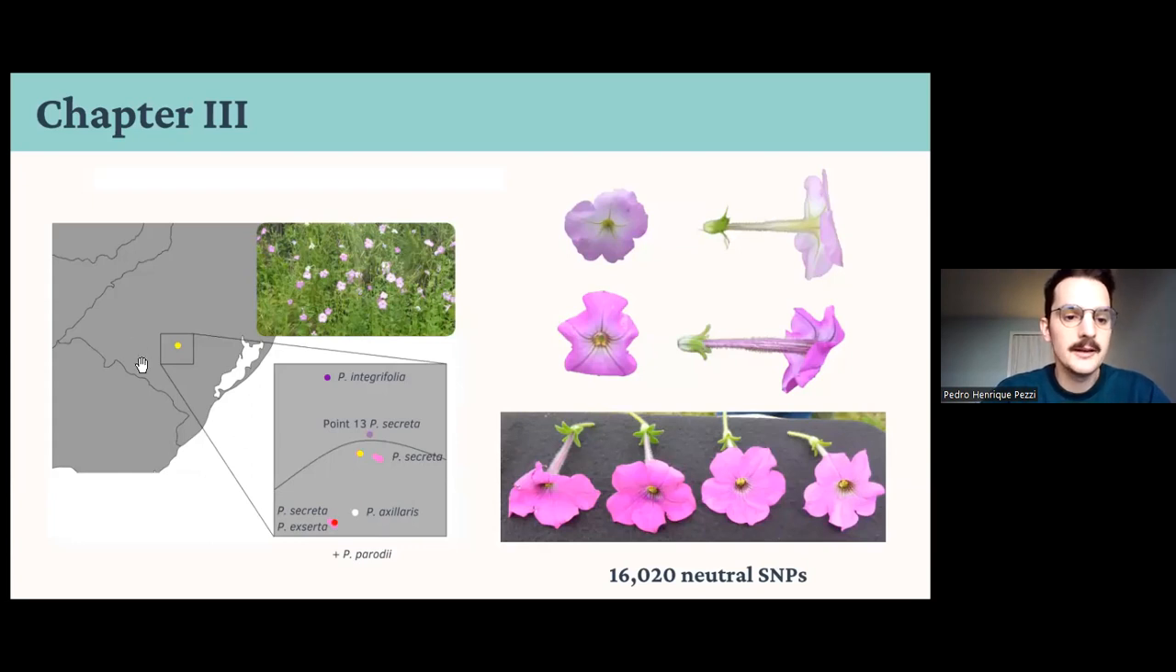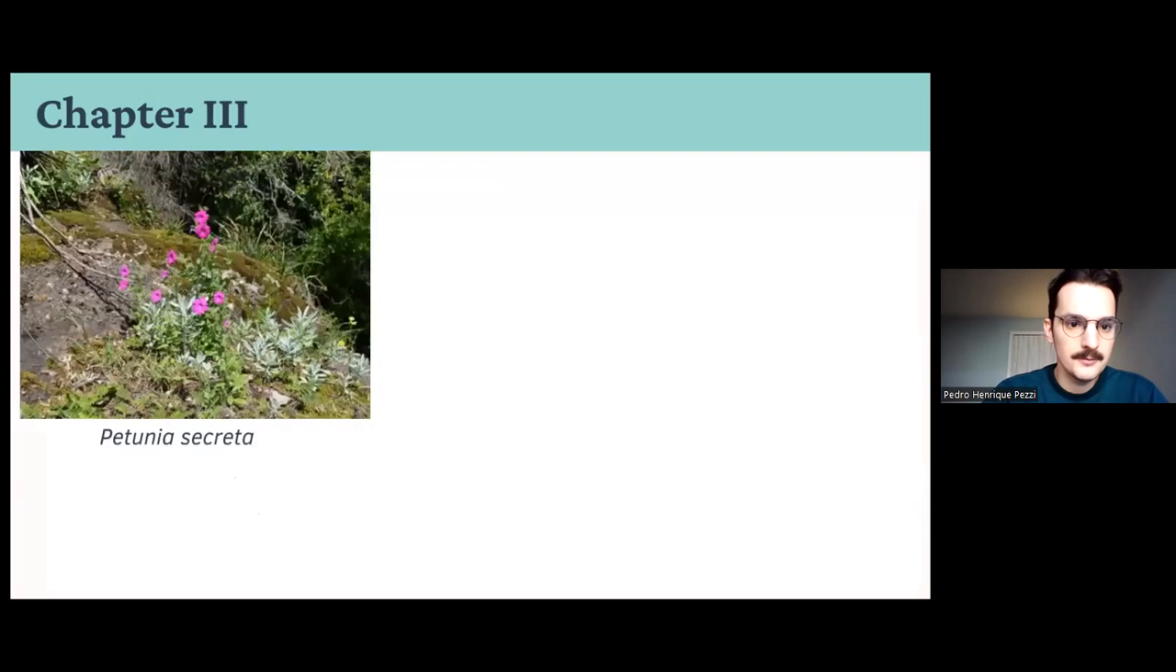And we also included in our sampling individuals of Petunia parodii, which is also a white one and could be a parental species of this putative hybrid. And also some distinct population of Petunia secreta. I'm just going to show you pictures here, to show why it's different. So this is what we know about Petunia secreta.